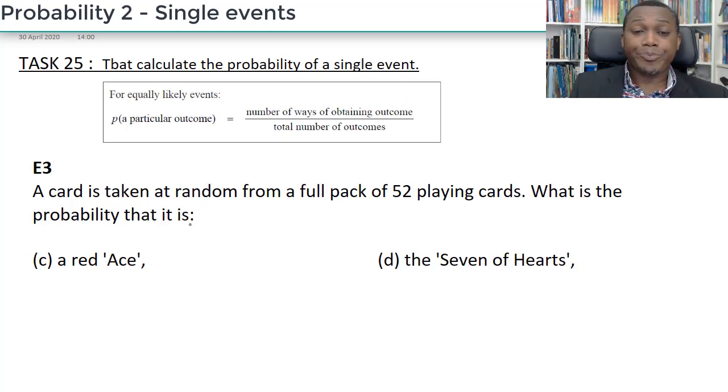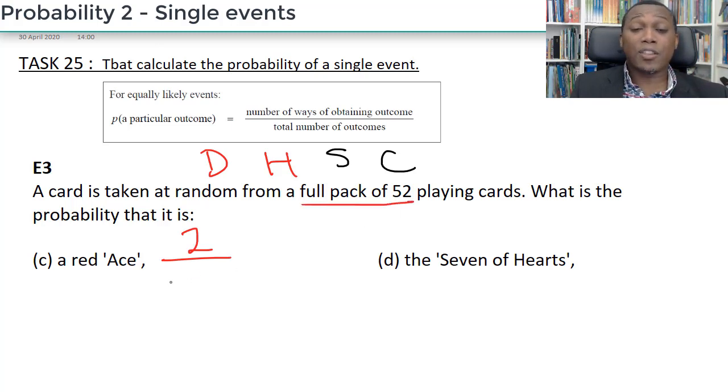Right, let's move on. Now, a red ace. Remember, it's diamonds, hearts, spades, clubs. There's an ace in each suit. If I want a red ace, there's only going to be 2 red aces. Red ace deserves some respect. So there's 2 red aces, and the full pack has 52 cards, so 2 on 52, which if you simplify, you will get 1 on 26. Divide by 2, divide by 2.